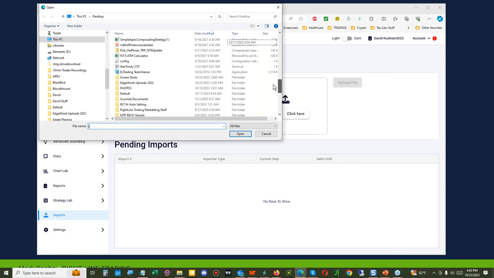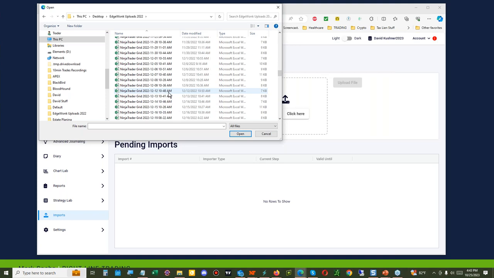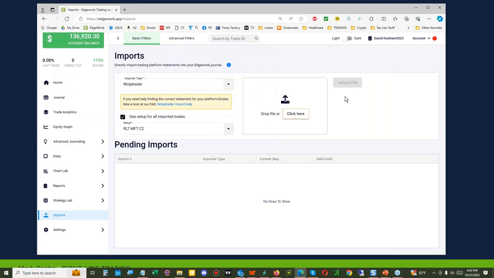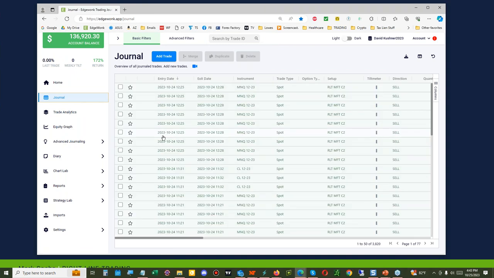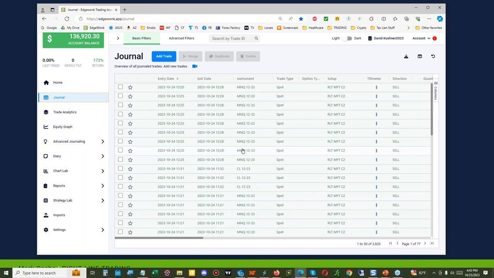I can't find it, but I don't want to spend any time. Oh, here. And then here, these are all my uploads for the whole year, right? And then I import them, and it imports every trade. It imports the trade ID if you want. I don't need that. It just imports everything here.